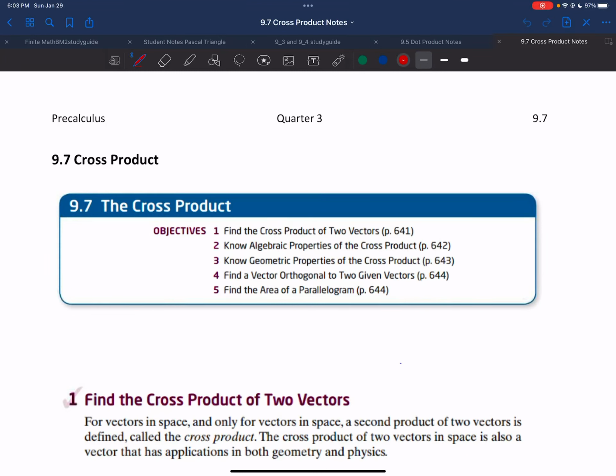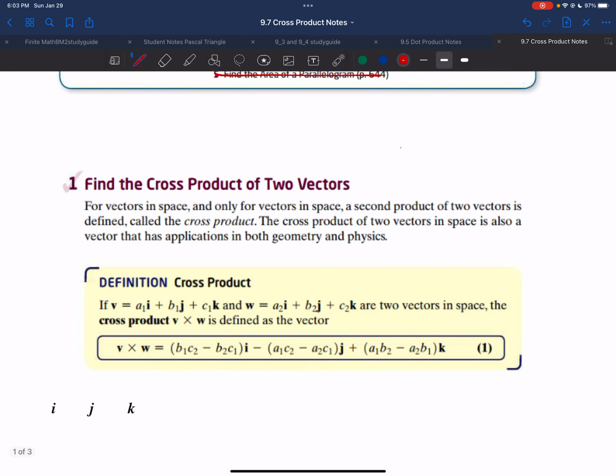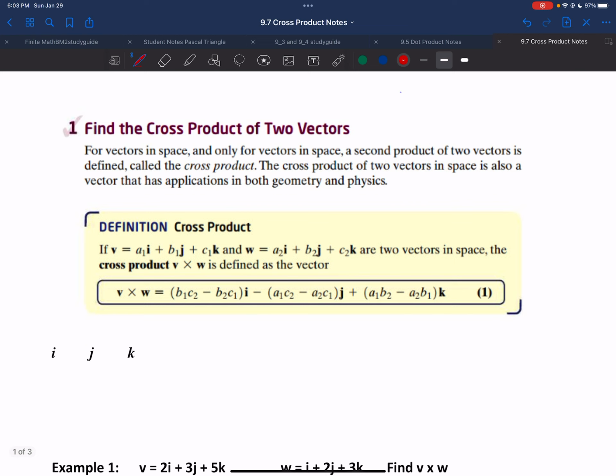Okay, we're going to take a look here real quickly at cross products and finding the product of two vectors. Don't worry about some of these other things; we're not going to tackle them as part of this chapter or unit. To find the cross product, this means that not only do we have two vectors that we're dealing with, but our outcome is going to be another vector.